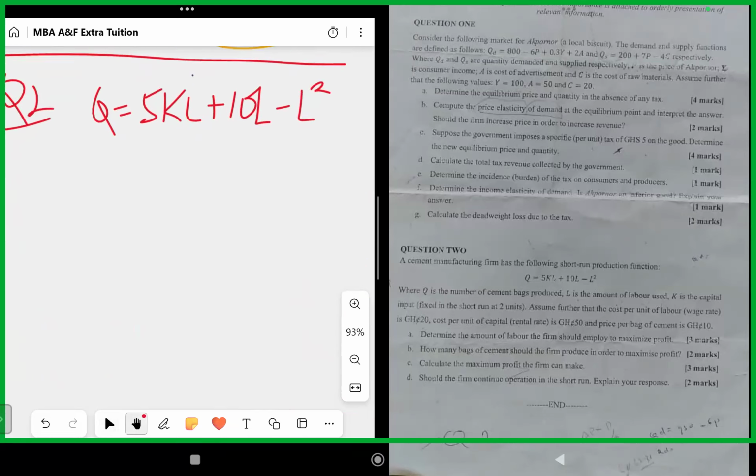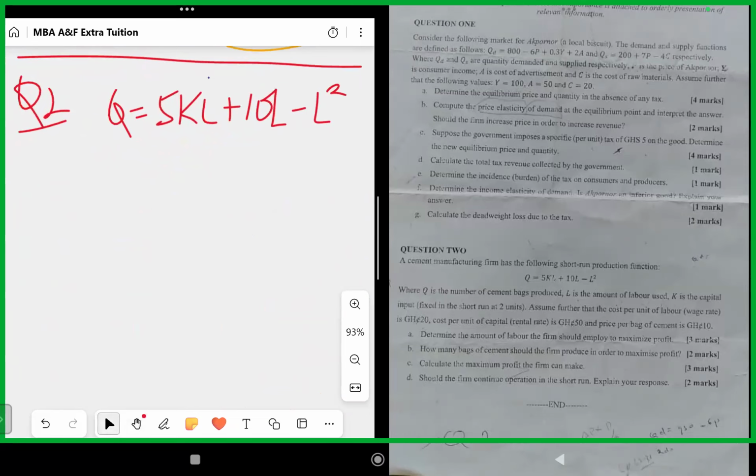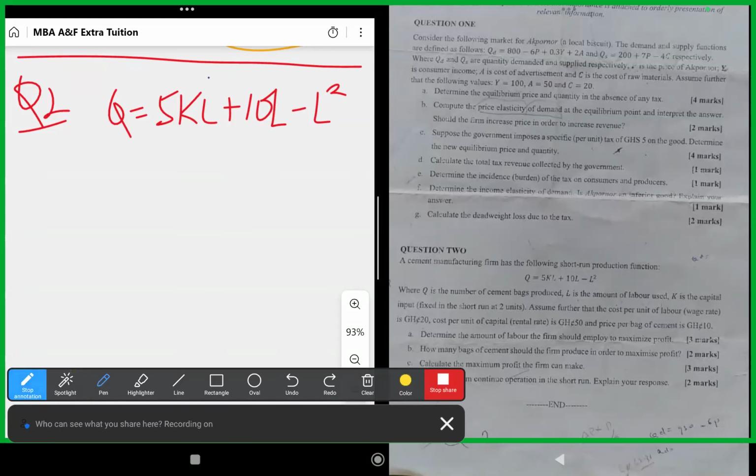All right, let's proceed. So it says, assume further that the cost per unit of labor, you see here, they didn't use wage, they said in brackets wage rate. So here it says the cost per unit of labor, so they use cost of labor, is 20 cedis, cost per unit of capital is 50 cedis, and price per bag of cement is 10 cedis. A. Determine the amount of labor the firm should employ to maximize profit. You could see it has used the word maximize.